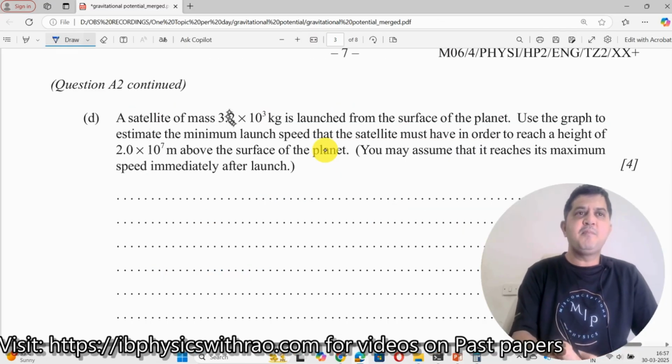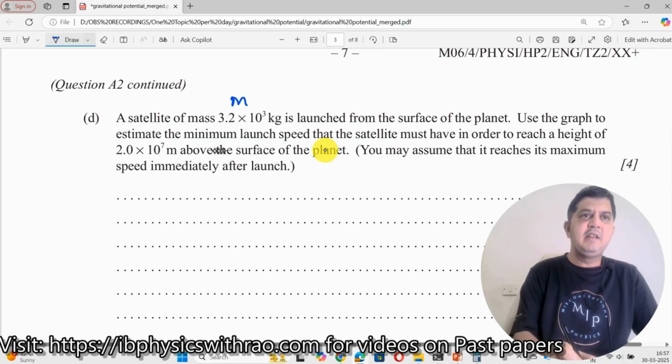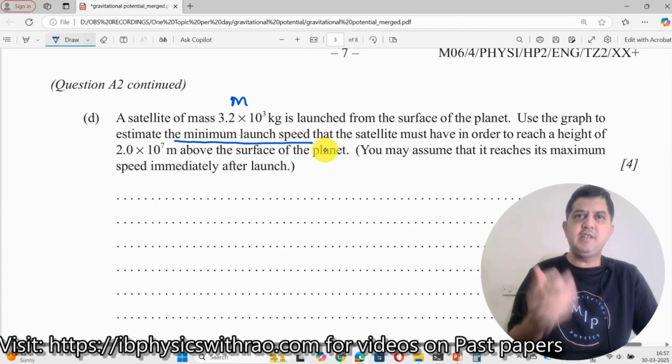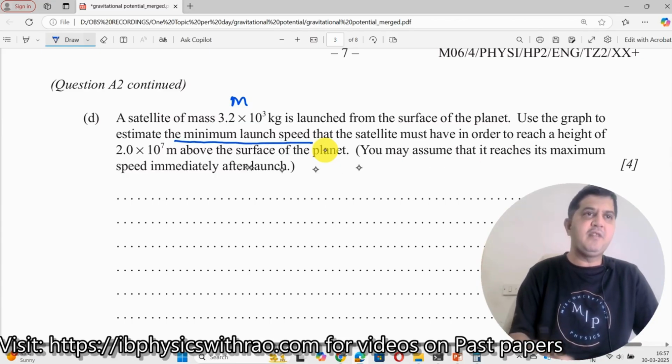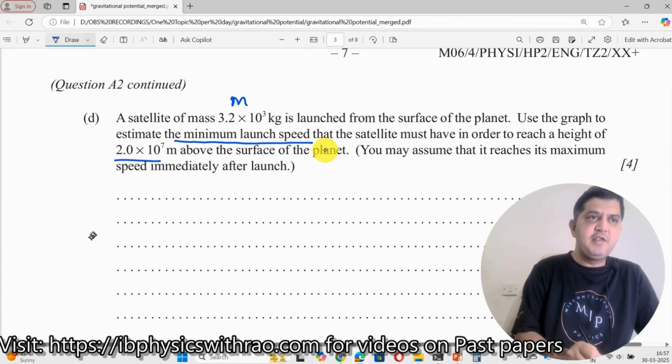A satellite of mass m is launched from the surface of the planet. Use the graph to estimate the minimum launch speed. You need to find the velocity of the satellite that you are going to launch in order to reach a height of 2 × 10^7 meters.